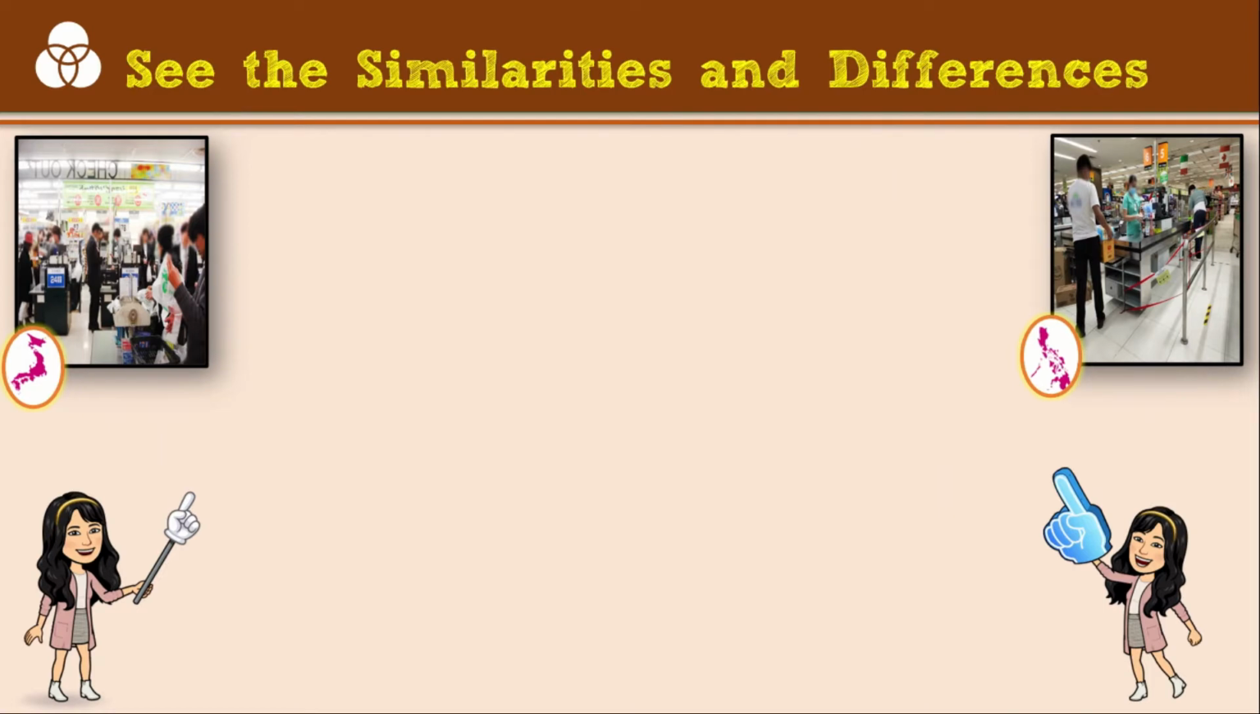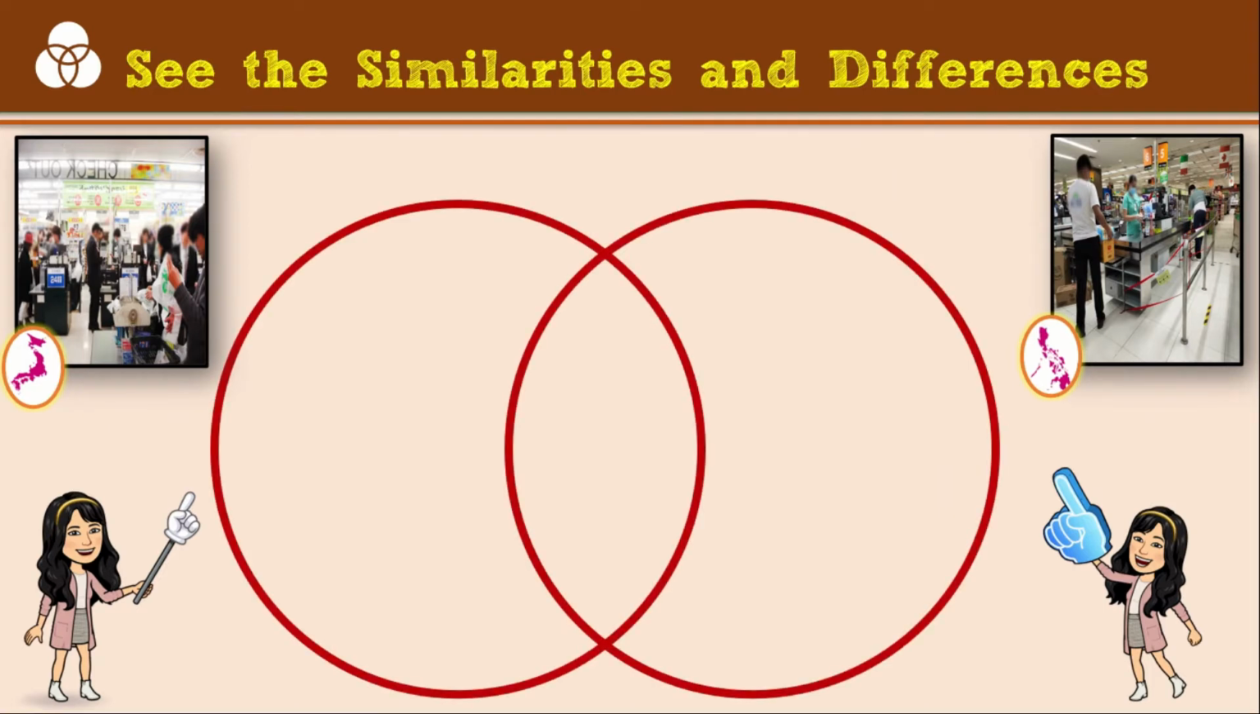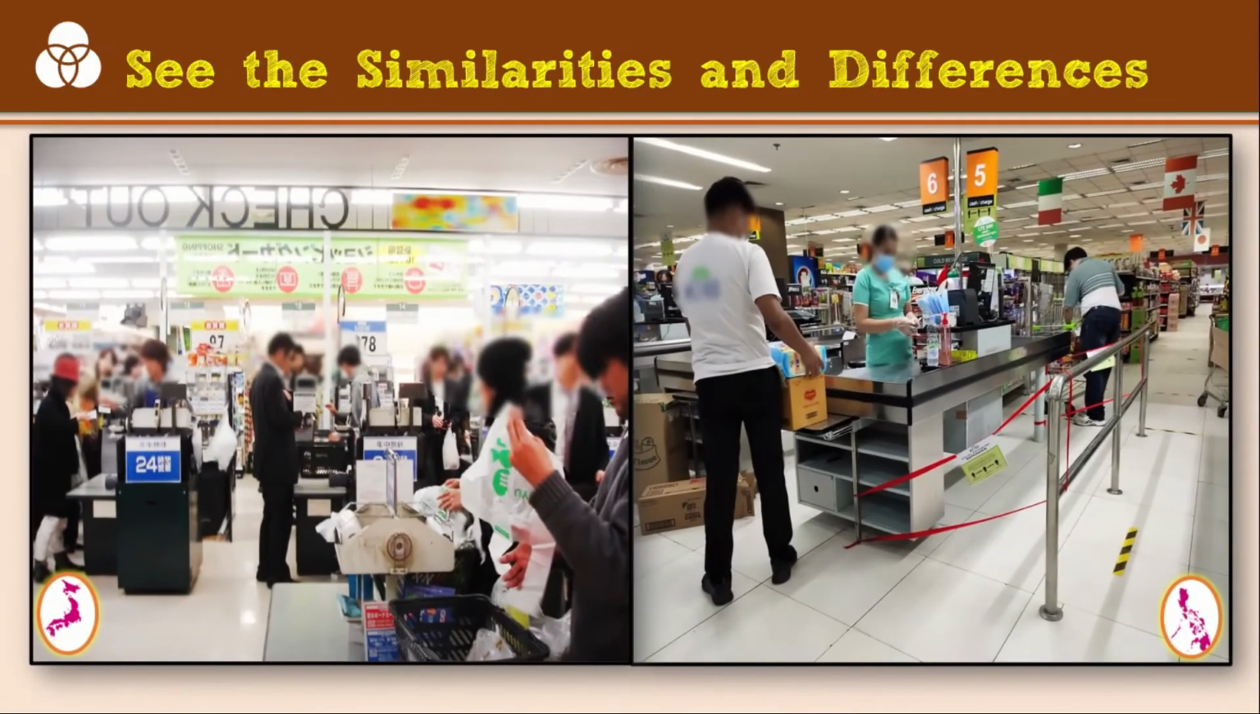In your module, you will see there a Venn diagram. Write your observation and compare the store in Japan and the store in the Philippines. Write the similarities at the center of the diagram. You may also refer to your module to see a different set of pictures. I'll zoom it in. There you go. And you may pause this video to have a closer look. Take your time. Go ahead.